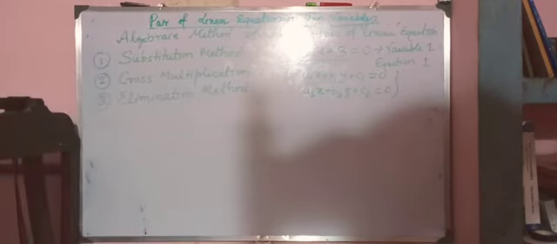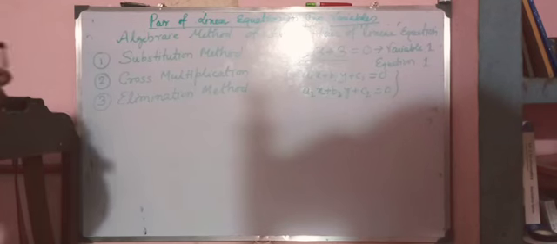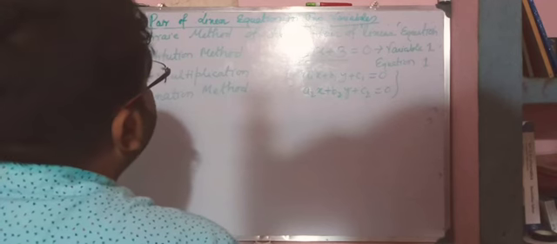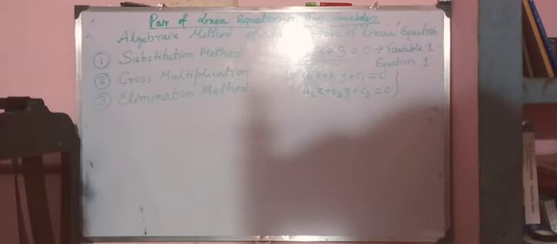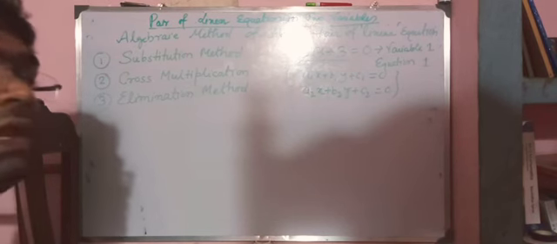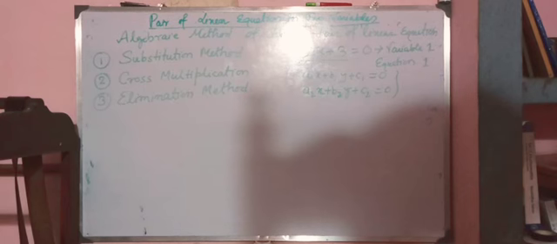Next, we have the graphical representation of linear equations of two variables. You have already read the graphical representation in class 9, so I am not focusing on that part. I am just focusing on the main part, that is the algebraic method of solving a pair of linear equations. Okay.